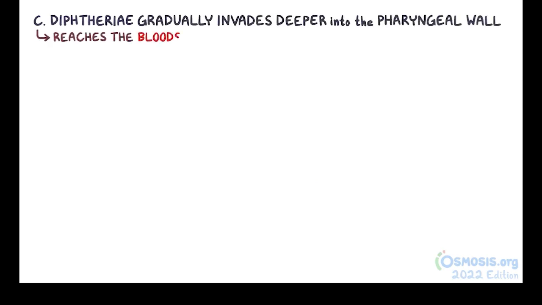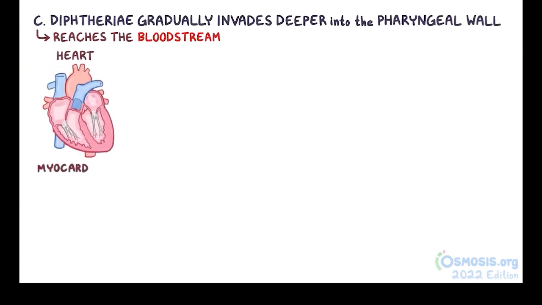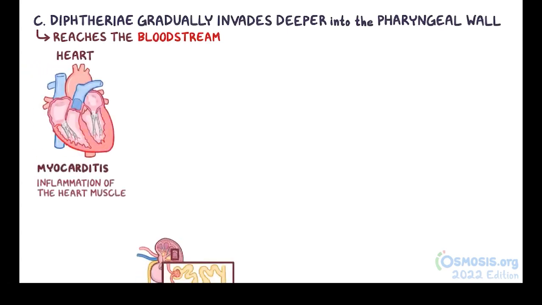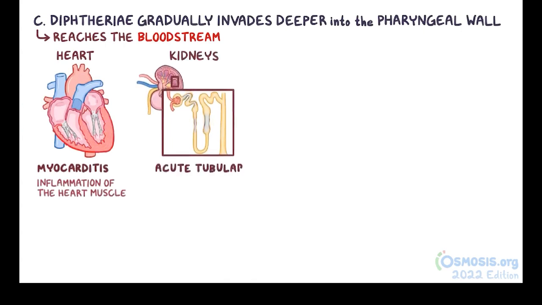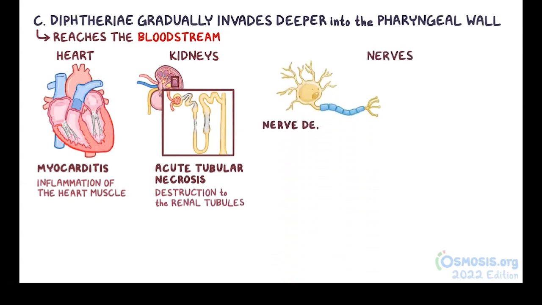If left untreated, the bacteria gradually invades deeper into the pharyngeal wall, until it reaches the bloodstream, from where it can move to distant organs like the heart, causing myocarditis or inflammation of the heart muscle, or the kidneys, causing acute tubular necrosis, or destruction to the renal tubules. C. diphtheriae can also travel to the nerves, causing nerve demyelination, meaning they destroy the myelin sheath covering the nerve axons, which leads to polyneuropathy.